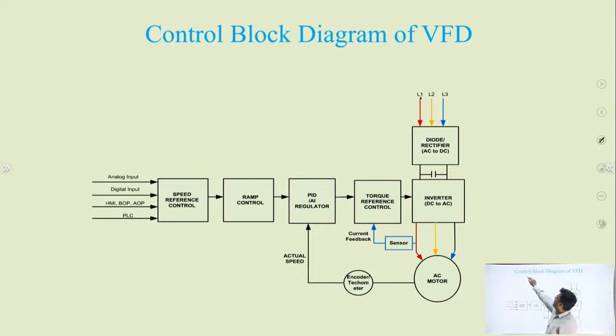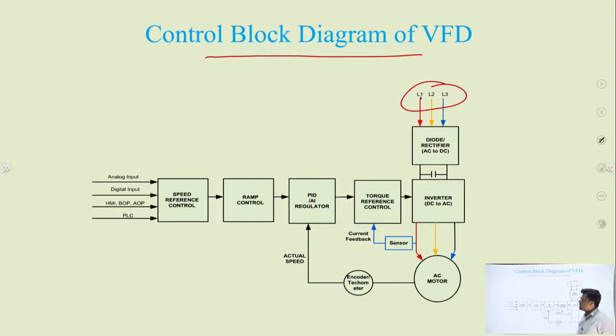Now we come to the important block diagram of the VFD circuit. This is important for controlling any motor, induction motor, or any process in our industries. Let's start from here. You can see lines L1, L2, L3 are the supply voltage. They can be three phase or single phase. For three phase there will be three supply lines. For single phase there is one phase and a neutral. The supply is fed to the diode rectifier, which converts AC into DC.